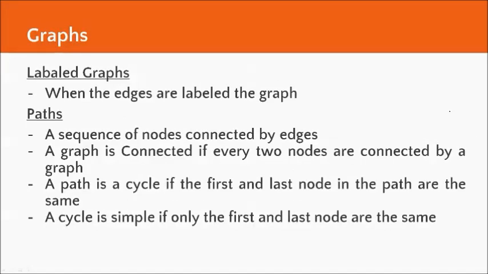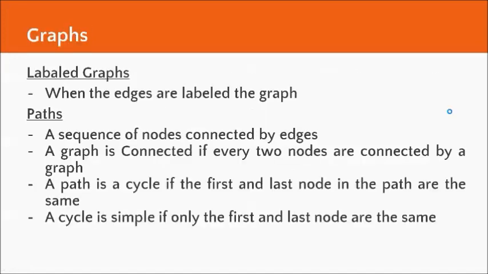Okay, paths. A path is a sequence of nodes connected by edges. A graph is connected if every two nodes are connected by a path. A path is a cycle if the first and last node in the path are the same. A cycle is simple if only the first and last node are the same.